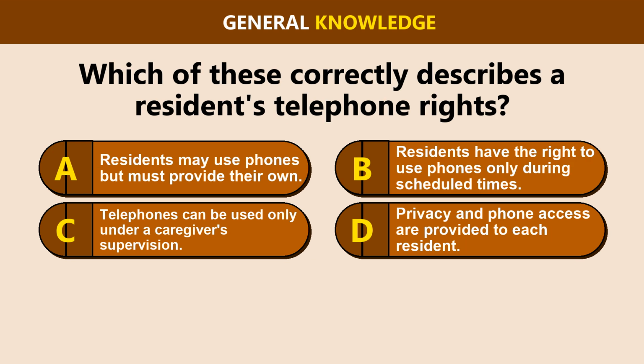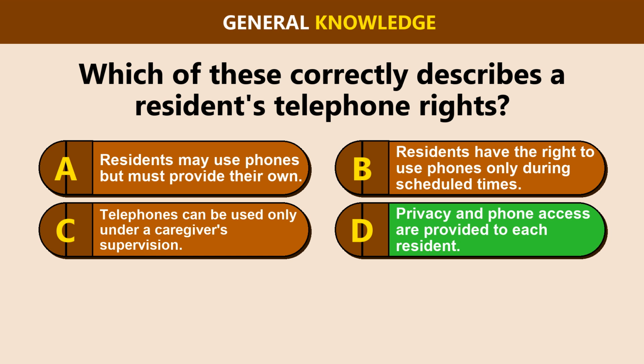Question 15. Which of these correctly describes a resident's telephone rights? Option A, residents may use phones but must provide their own. Option B, residents have the right to use phones only during scheduled times. Option C, telephones can be used only under a caregiver's supervision. Option D, privacy and phone access are provided to each resident.